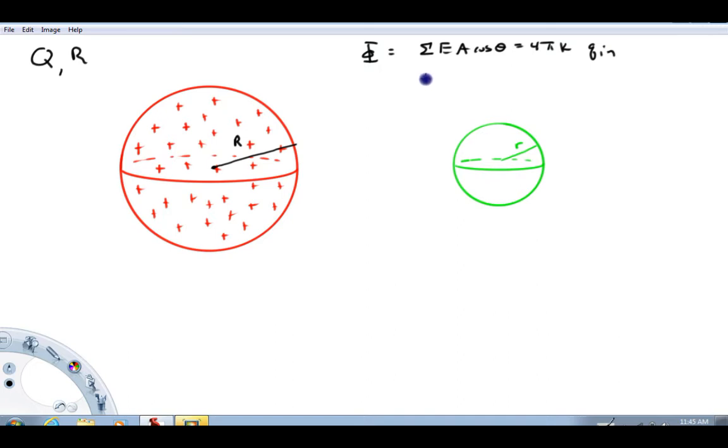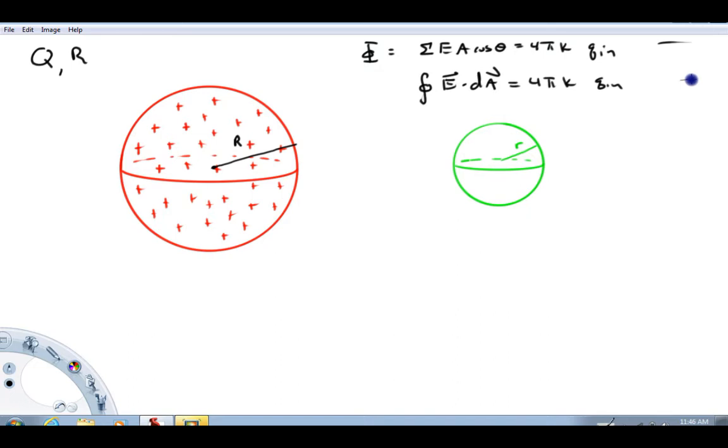In the language of integrals and vectors, the total flux through any surface is the integral over the entire surface of E dot dA. And that integral gives 4 pi k times the charge inside the surface. So whether you're using this algebraic form or the integral form really doesn't matter. For the rest of this example I'm going to talk about the integral form.